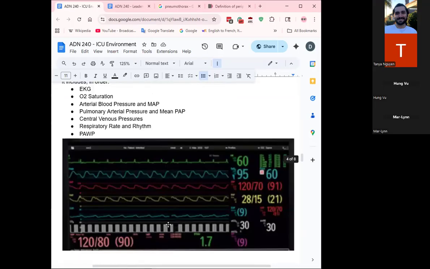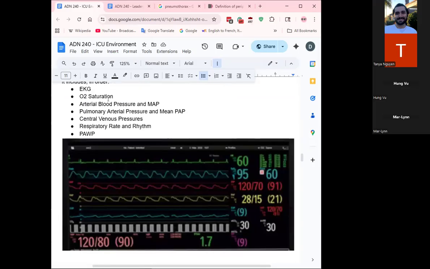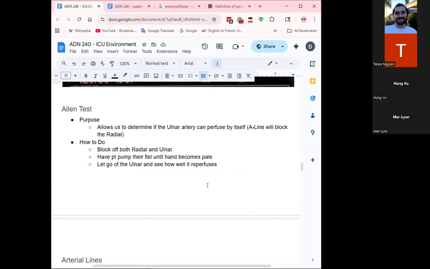Okay. So the hemodynamics, here's an example of a monitor. You'll have your EKG, your O2 sats, your arterial blood pressure, your MAP, your pulmonary pressure, your central venous pressure, your wedge pressure, all that kind of stuff. These are things that an ICU nurse will use to make assessments and determinations, to get an idea of what's going on.